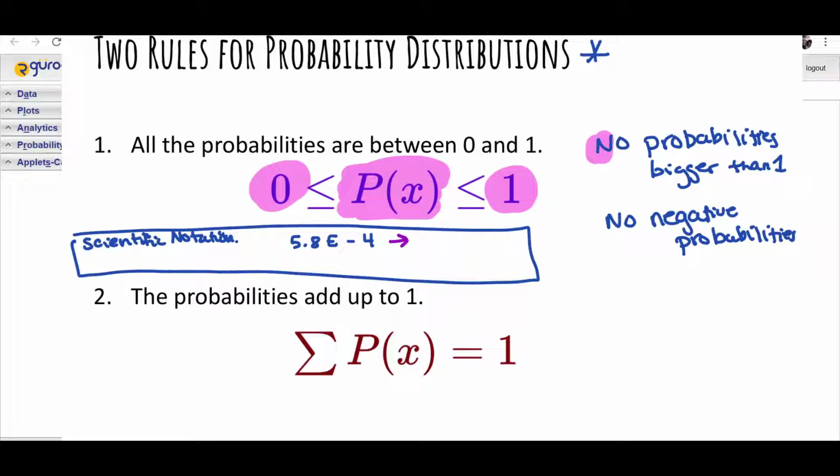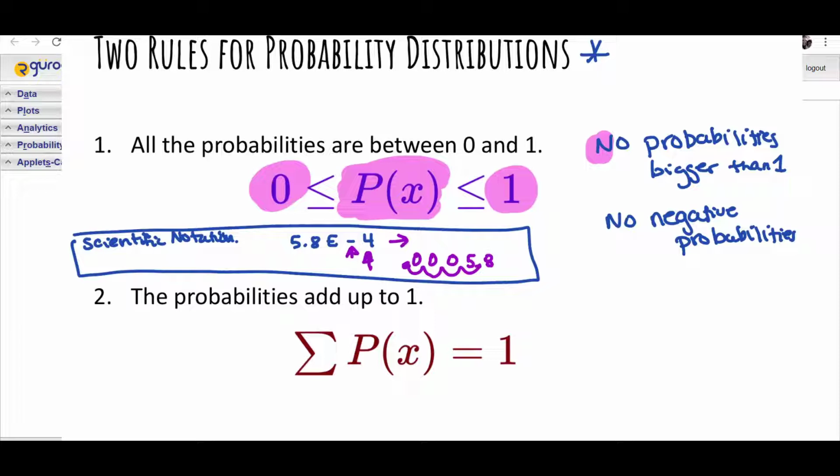This could be review, hopefully. What we do is we take our 5.8 and we take the decimal and move it this many places in the direction of its sign. If it's positive, move to the right. If it's negative, move to the left. So we're going to move to the left 4 spaces: 1, 2, 3, 4. And everywhere there wasn't a number, we put a 0. So 5.8 E negative 4 is the same as 0.00058.